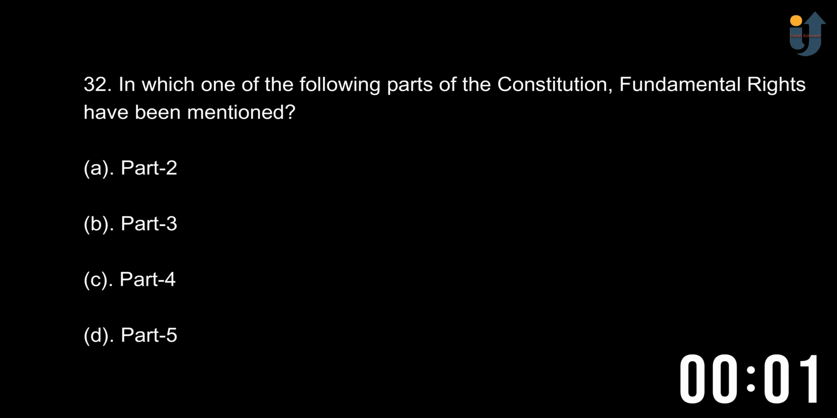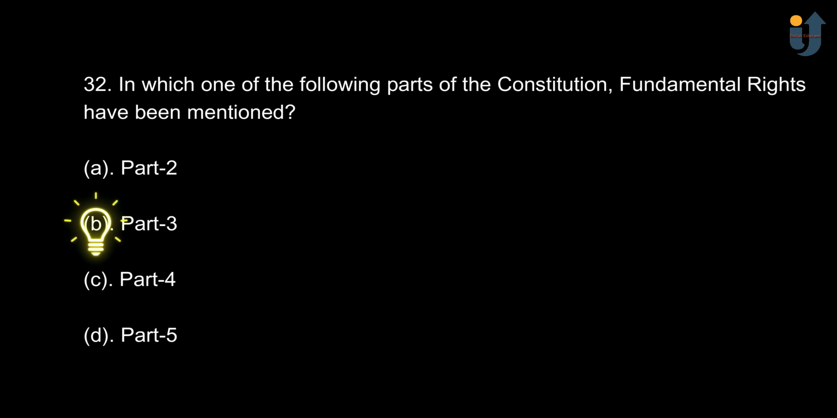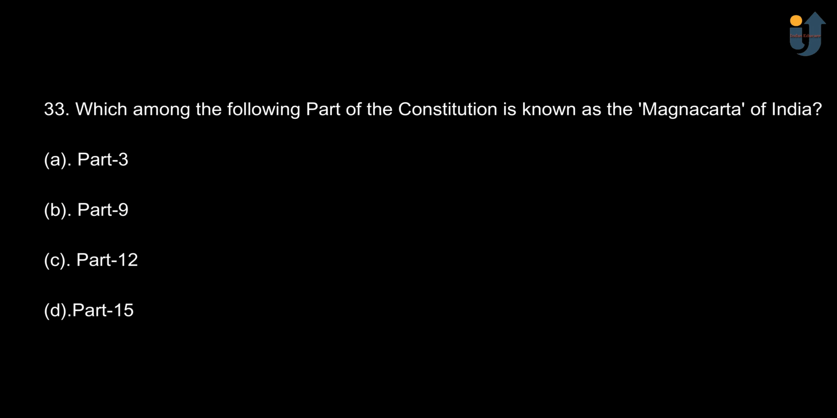The correct option is option B, Part 3. Next, which among the following parts of the Constitution is known as the Magna Carta of India? Option A, Part 3. Option B, Part 9. Option C, Part 12. And option D is Part 15. The correct option is option A, Part 3.